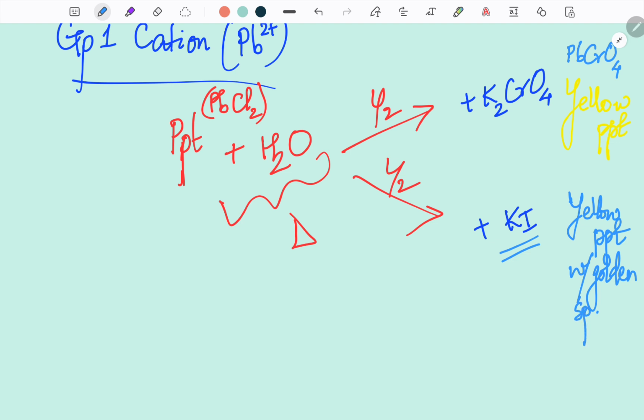So now what is the yellow precipitate formed? It is lead iodide, PbI2. So that is the precipitate.